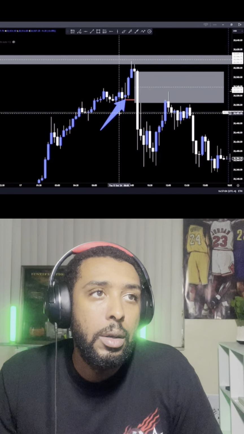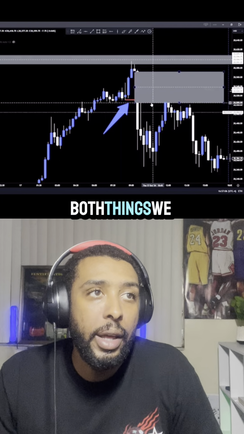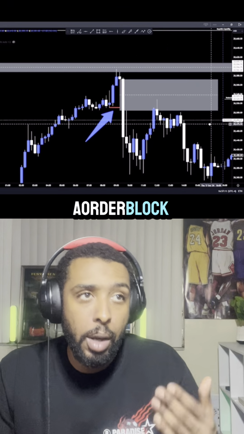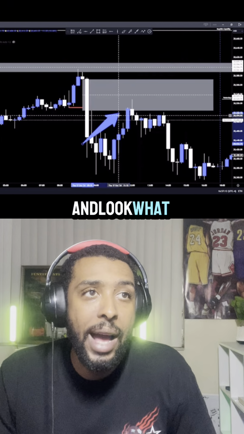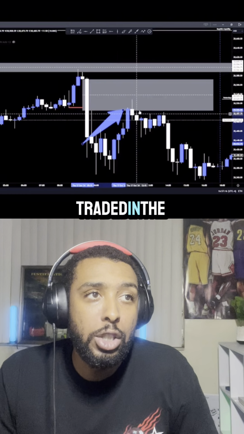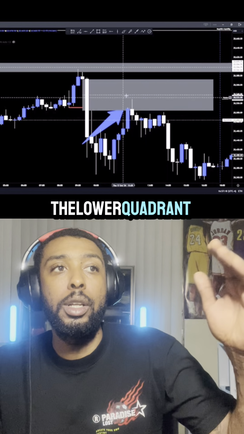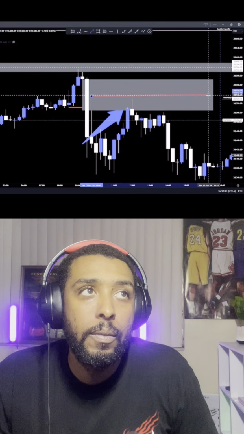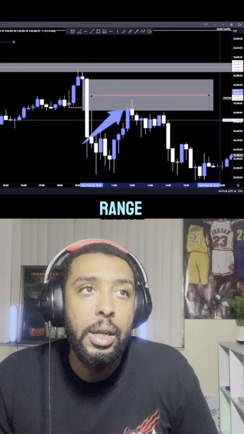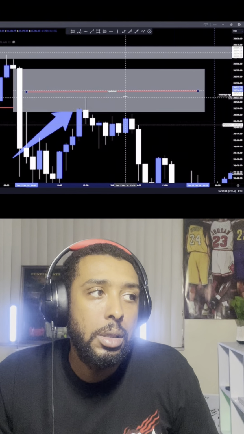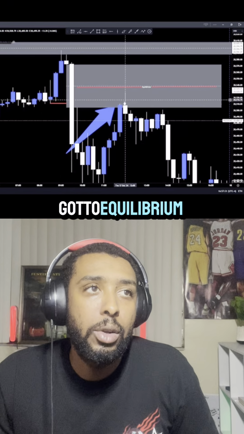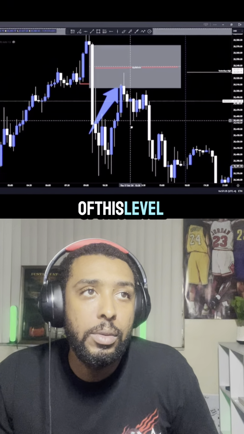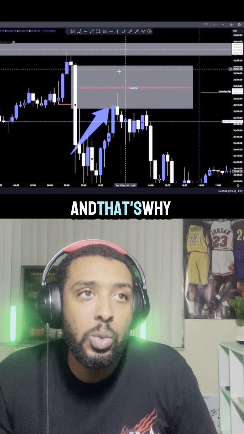Here to here. Wow. So we got both things. We got the close below, right? And we got the fair value gap, which is an order block, right? And look what happened. It traded in the lower quadrant of the fair value gap. Did it get to equilibrium of the range? No. This is equilibrium of the range. It never got to equilibrium of the range, right? It traded in the lower quadrant of this level, showing signs of bearishness, and that's why it dropped.